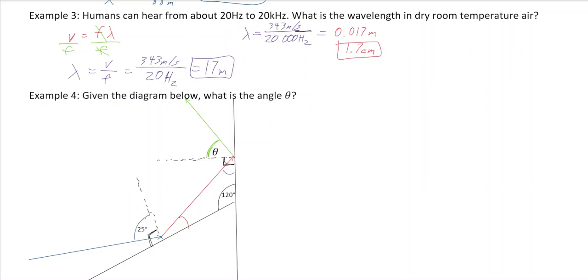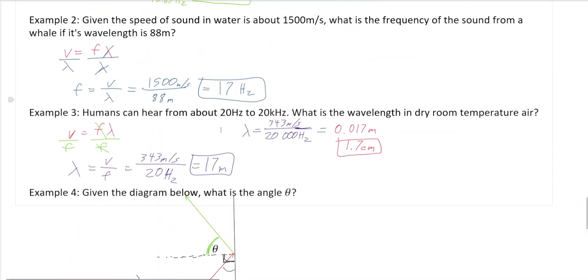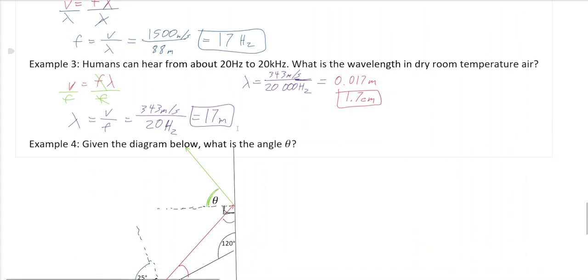Okay, so to give you some idea, humans can hear things from about 17 meter long wavelengths all the way to 1.7 centimeter wavelengths. And that's a healthy, young human. As you get older, you kind of lose range on both sides, but mostly on the high end.